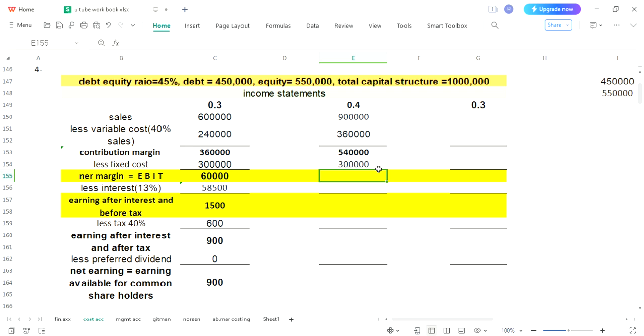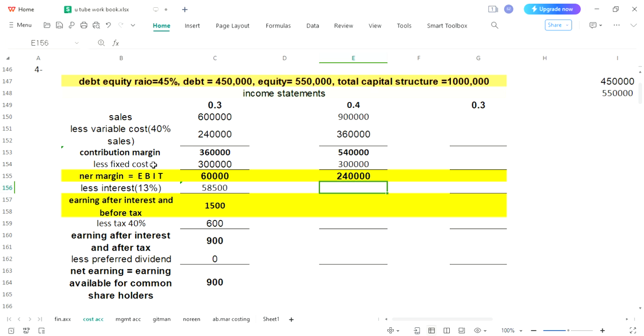How good it is to learn the concept of fixed cost or variable cost. As you can see, we have made several, I think it's 12th income statement, but we haven't changed fixed cost. So next is EBIT, which would be calculated by subtracting fixed cost from contribution margin. 5,40,000 contribution margin, and you will subtract your fixed cost 3 lakhs. We will have our EBIT.